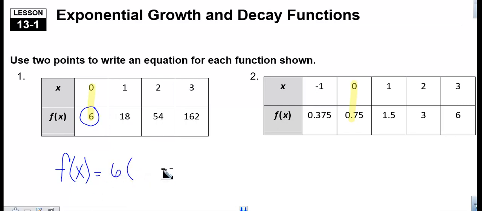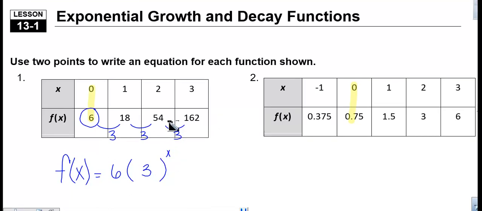Next, we'll have a parentheses, and that's going to hold our rate. So we need to see what rate of increase or decrease is occurring in this table. In this particular example, they're multiplying by 3 every single time that they're moving forward. That's what's going to go in our parentheses. Then we're going to raise that to the x power.